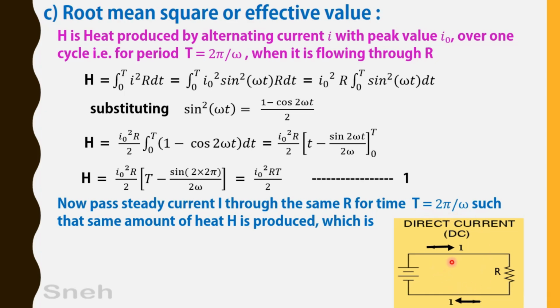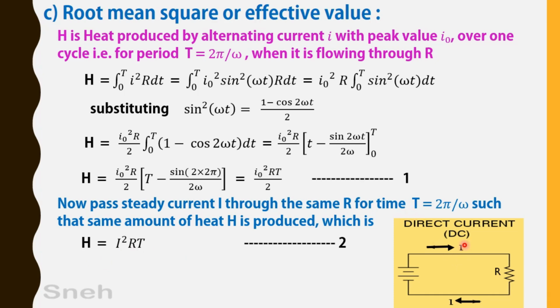For the same time that I passed the AC above, I have to pass the DC here, and I will pass such a current that the same amount of heat is generated as when I passed AC, which was H. Now when I am getting the same amount of heat, as I am passing current I, that heat will be I square RT. R is the same, T is also the same.